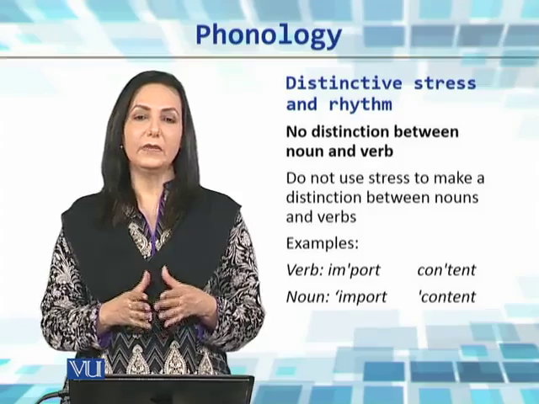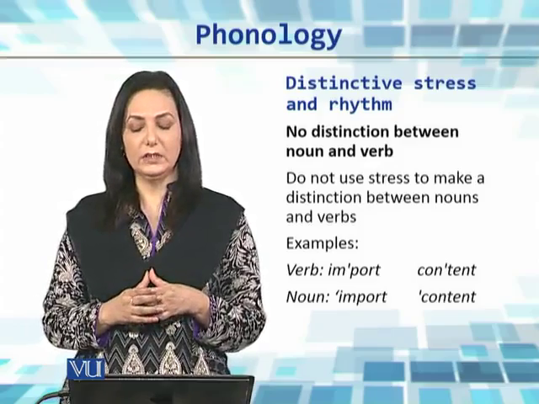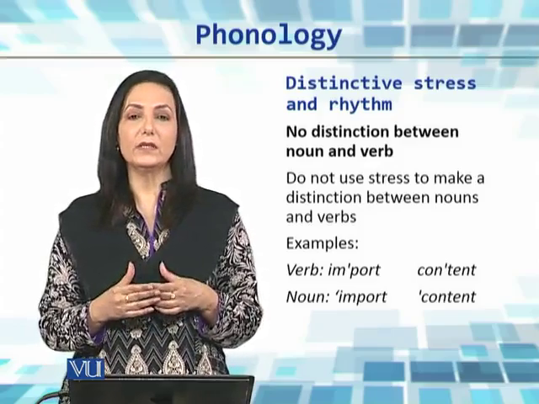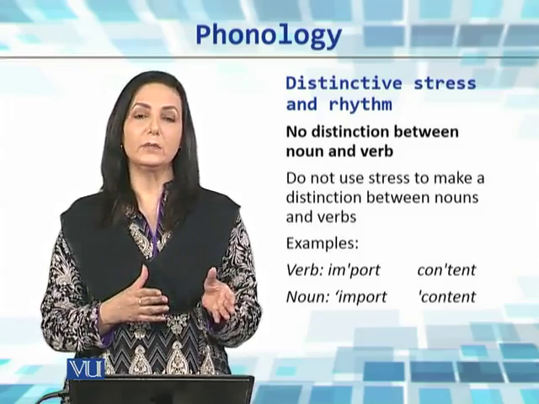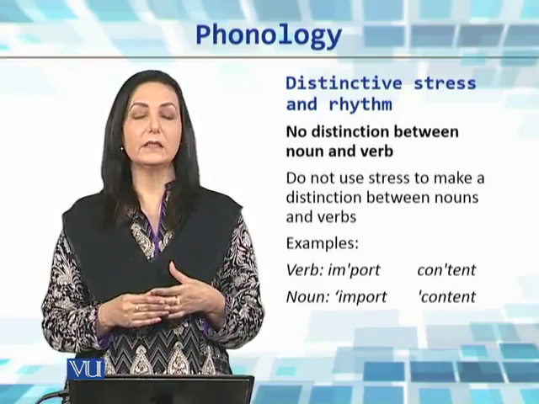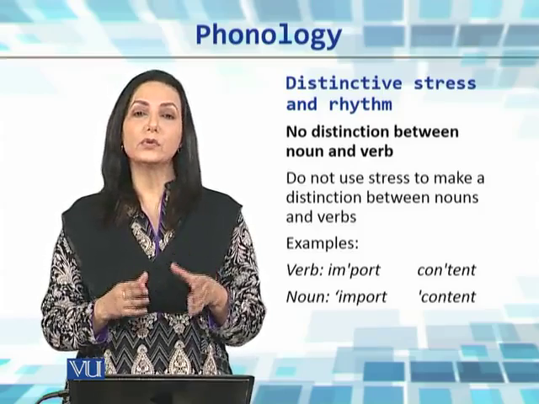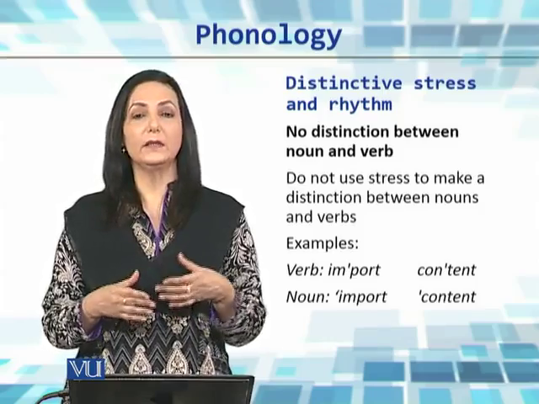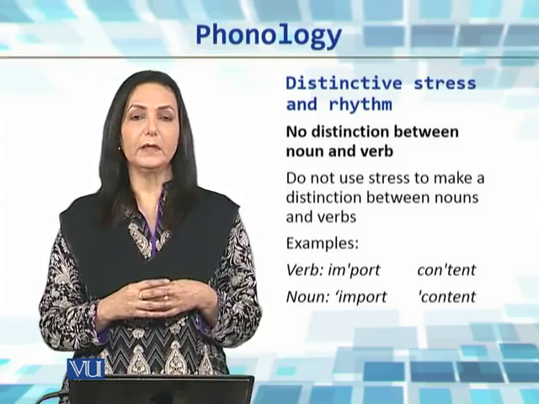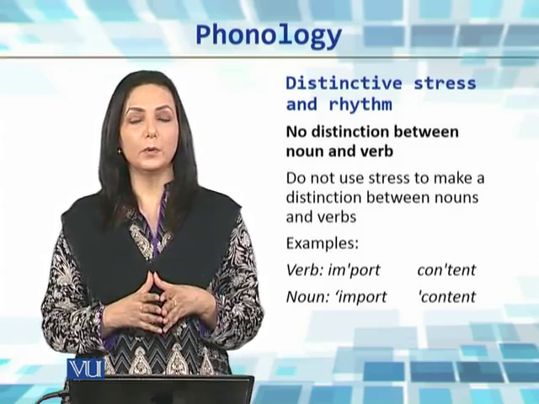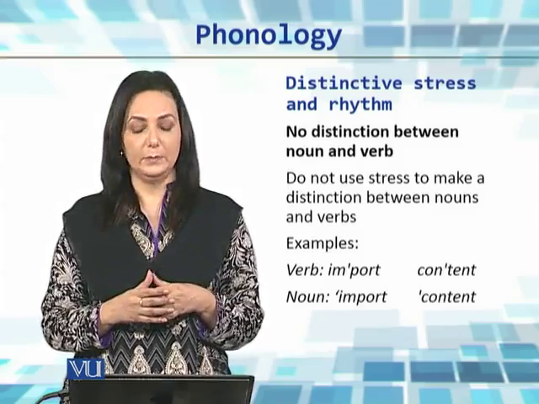Another distinctive feature of stress and rhythm pattern of outer circle English is that no distinction is made between noun and verb. The stresses are not utilized to make a distinction between nouns and verbs, whereas the inner circle varieties of English, or native English speakers, use stress to make a distinction between whether a word that they're using is a noun or a verb. For example, the word import, when you say import, it's a verb. And when you put the stress on the first syllable, import, it's a noun.